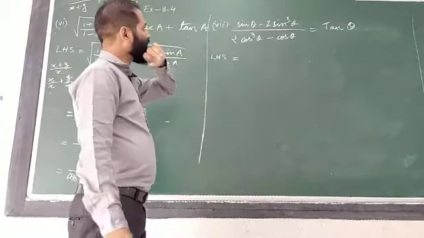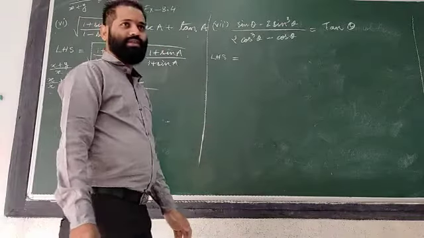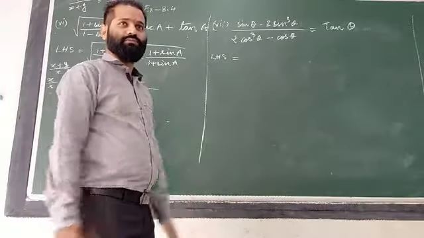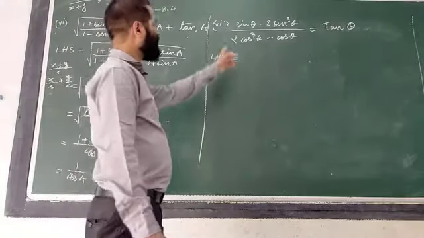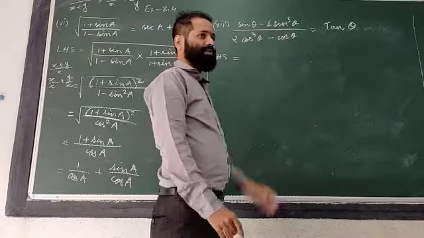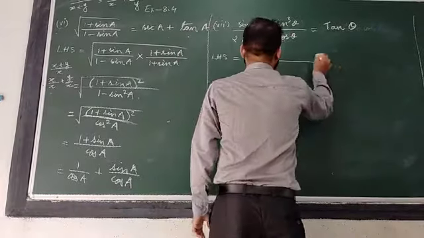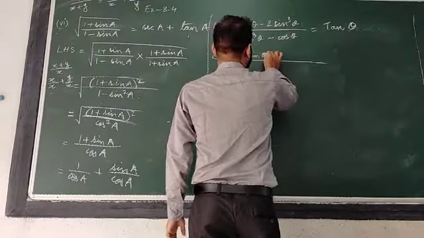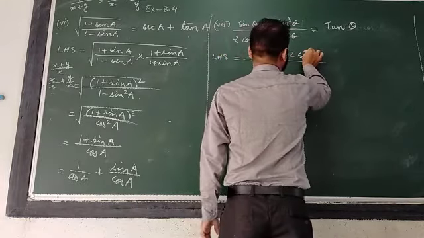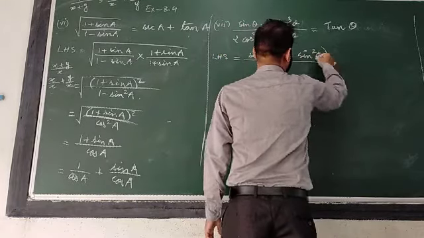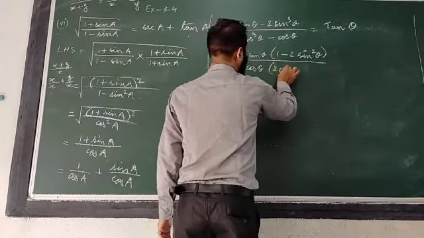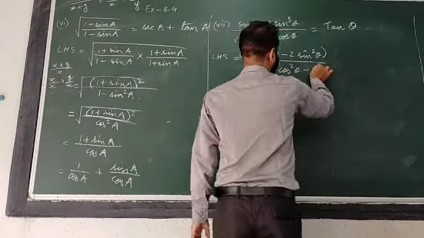Yes. Now just see, this is another type of question. If you are having something common, first of all take it common. Here we can see that sin theta is common in the numerator and cos theta is common in the denominator. So we will take sin theta as common. So we will be having 1 minus 2 sin square theta. Any problem? And in the denominator we are having cos theta, and this can be written as 2 cos square theta minus 1.